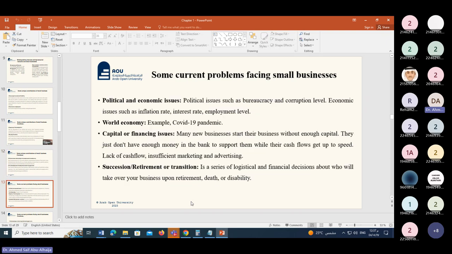This is actually what we have said about the contributions. Now we need to discuss the problems. Yeah, there are problems, for sure.